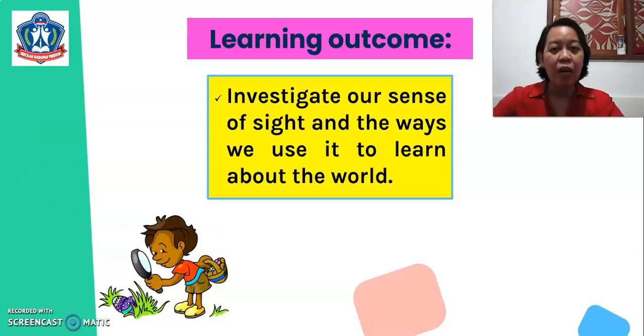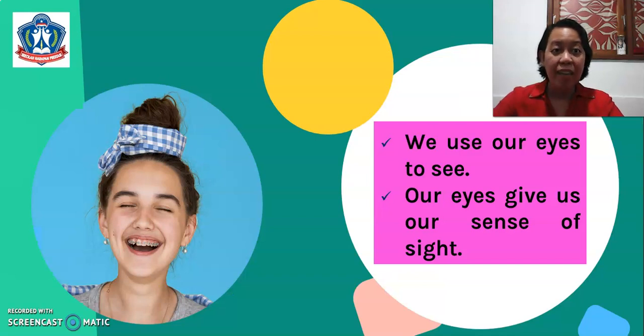Our learning outcome is to investigate our sense of sight and the ways we use it to learn about the world. We use our eyes to see. Our eyes give us our sense of sight.